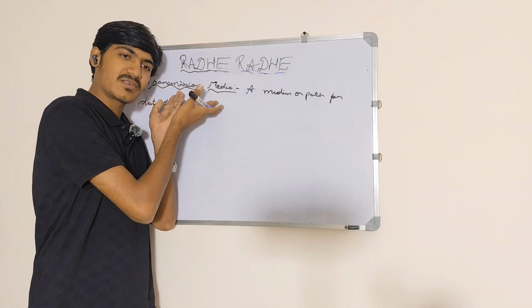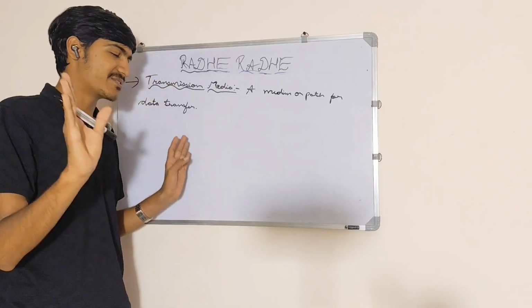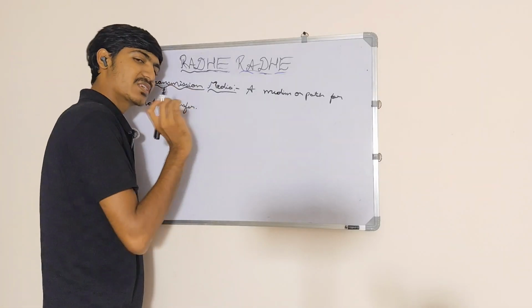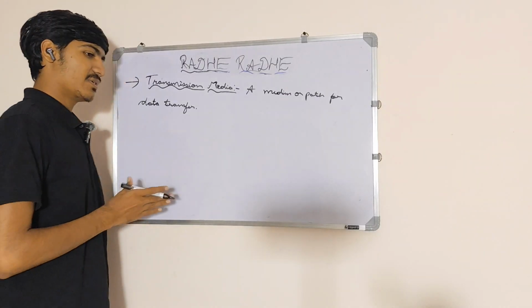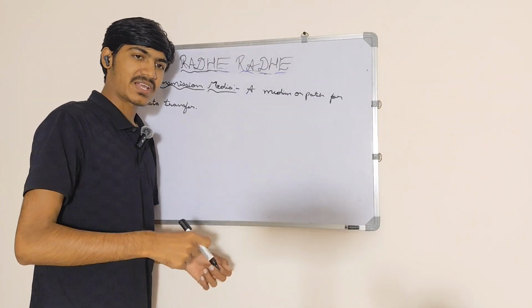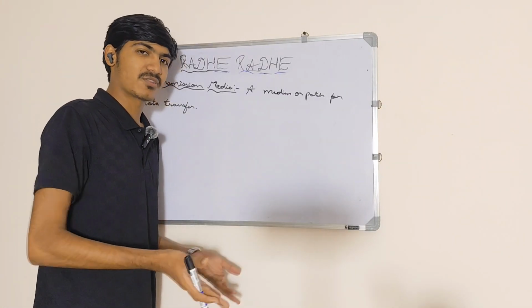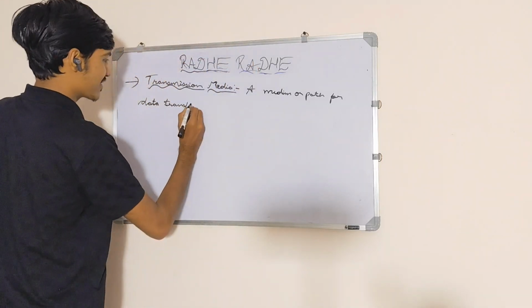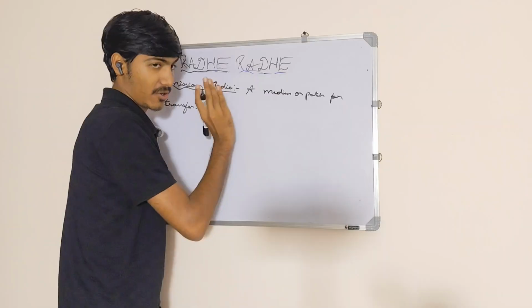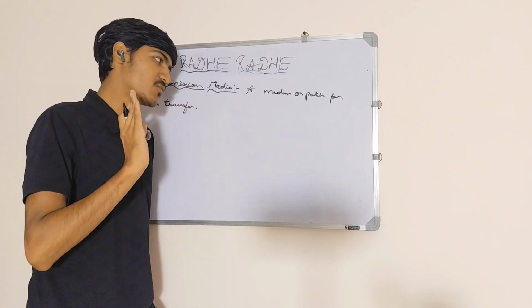So a medium or path for data transfer. If there is no transmission media, there is no data transfer. Only if there is transmission media can you send the data. It's like riding a bike when there is no road. What is the use of the bike then? Where do you ride? You will ride it in air or what? Not possible, right? Now, transmission media is of two types.